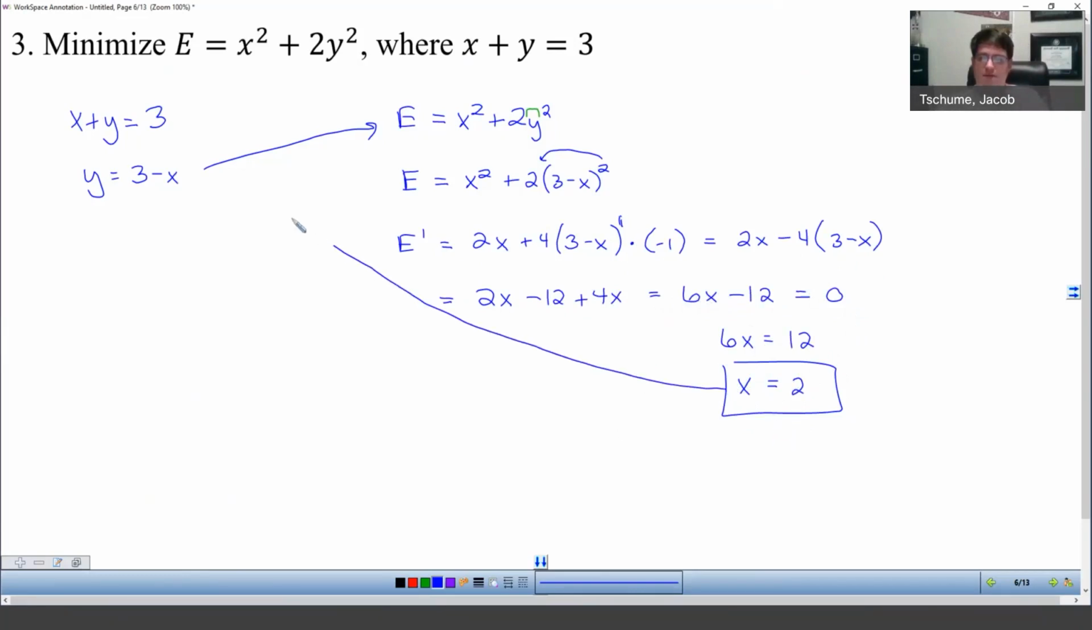To get the y value, I'm going to substitute this back into my y expression on the far left, and I can say that y is equal to 3 minus 2, and thus y has to be 1. And that makes sense. 2 plus 1 would be 3, and these two numbers would minimize the equation for e.